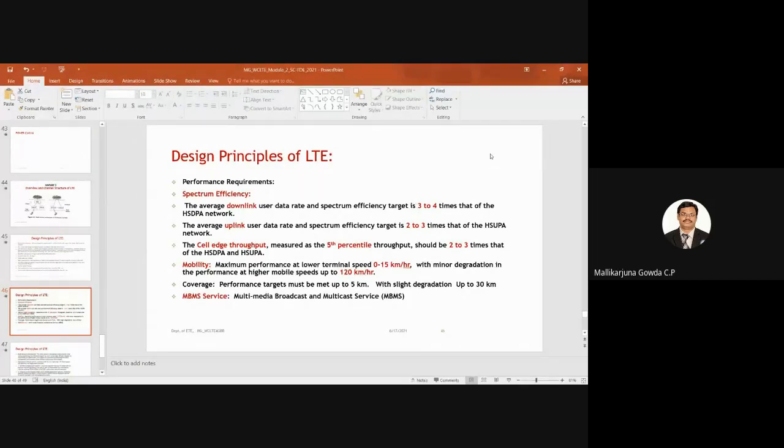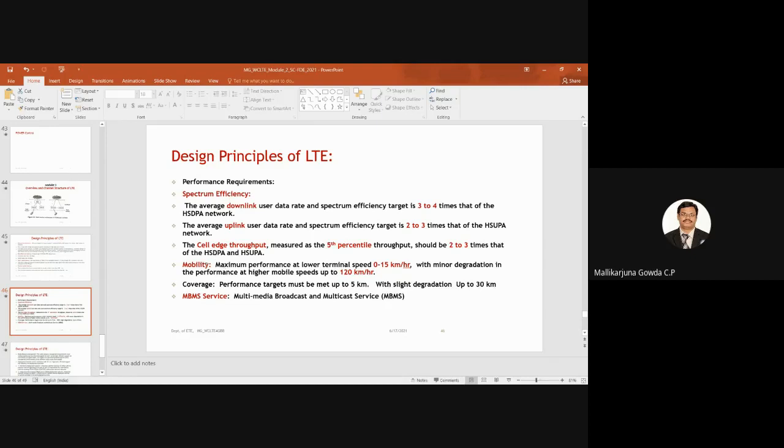In that sense. And cell edge throughput, which is measured with fifth percentile throughput, it will be of around 2 to 3 times that of the earlier network, that is HSDPA and HSUPA network. So that is about the spectrum efficiency. And the next performance parameter is what?